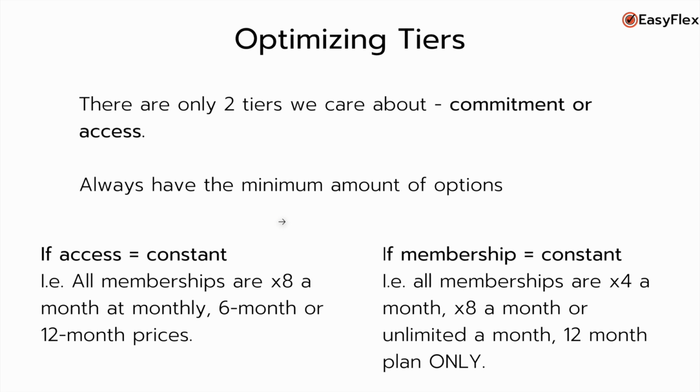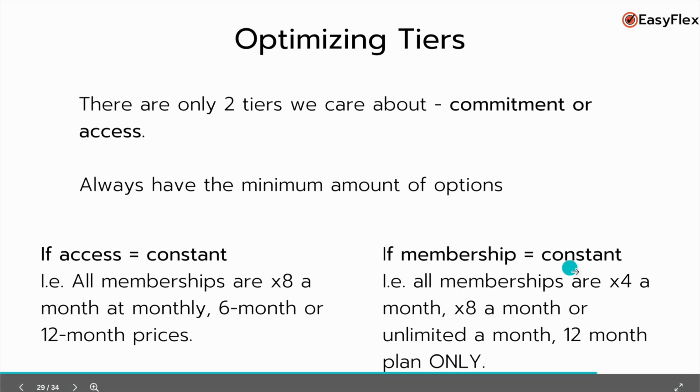If the membership is your constant, they can pick one single plan, such as the 12-month that you offer, and then base your membership tier as the access. This is quite good if you only want to sell 12-month plans. You don't do any month to month. You don't want to do 6 months. Of course, you can change this about, but ideally you want 6 to 12 months. Then you can just use the membership as your constant and have different tiers in access. So 4 times a month, 8 times a month, and unlimited. All right, only for that 12-month plan.